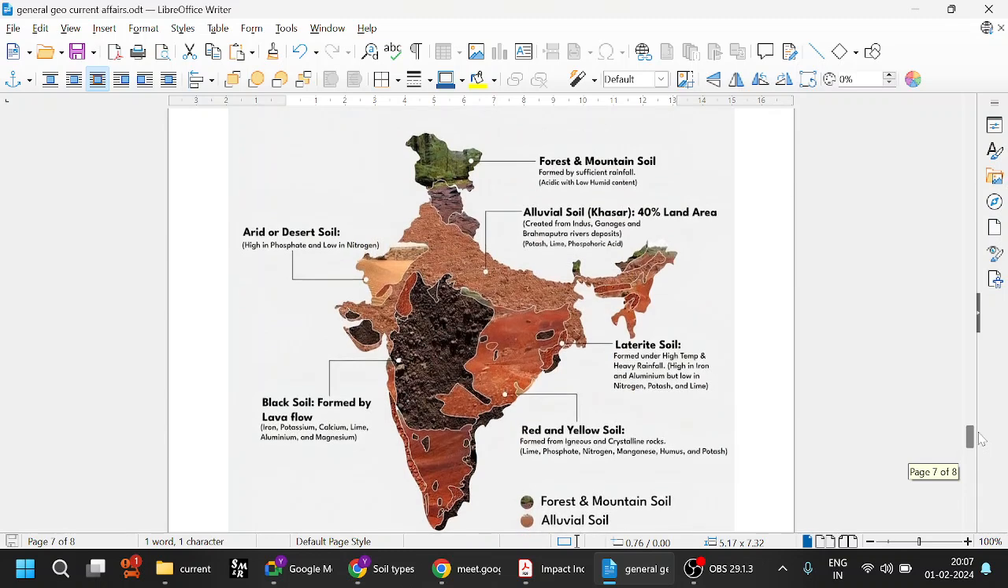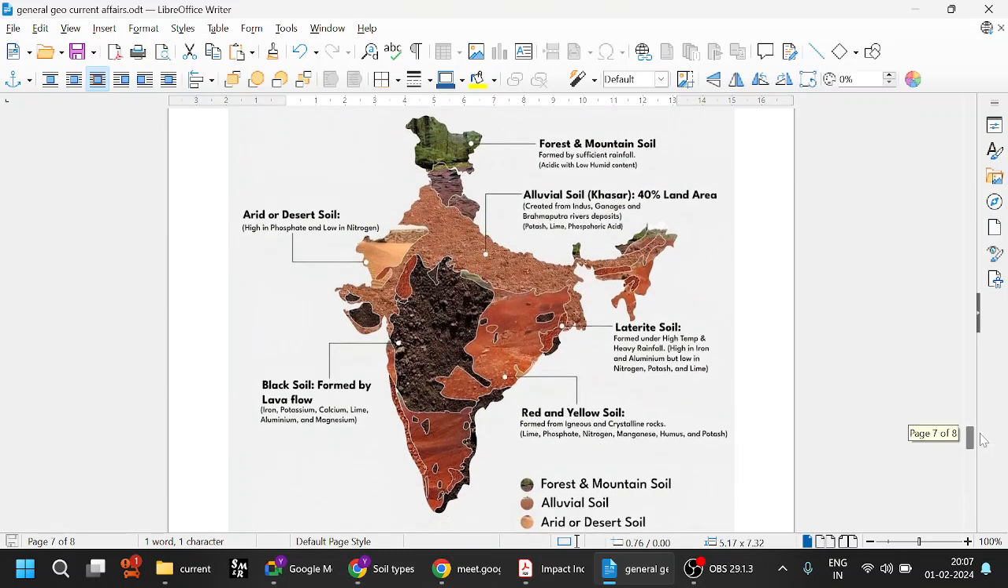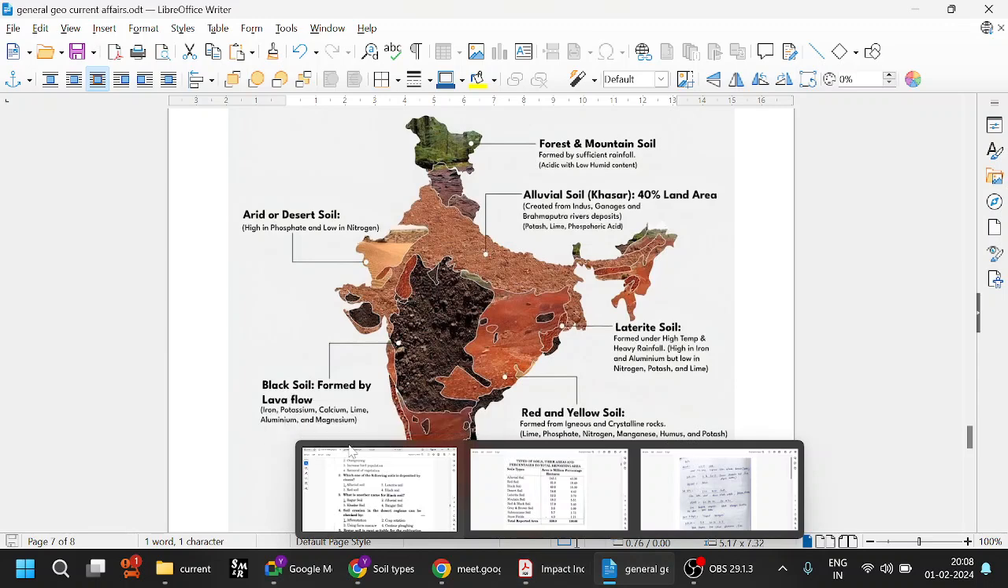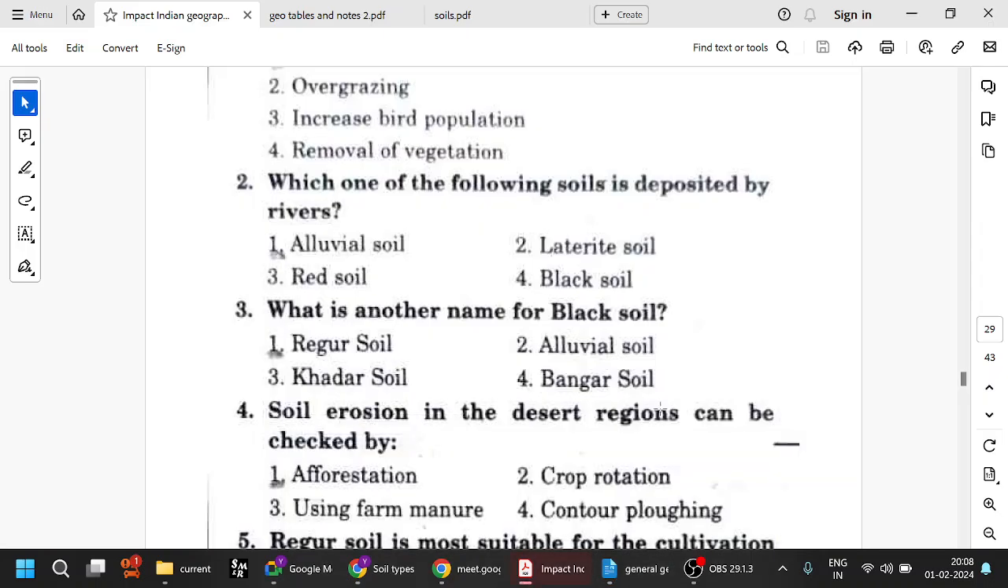Here also you can see black soil and red soil, how it looks. Alluvial soil is very good for agriculture, generally rice, paddy, etc. But red soils are also good for agriculture. But you have to see which is deficient in what and which is rich in what. For that you have to see the PDF which we have seen. So, these are about soils.